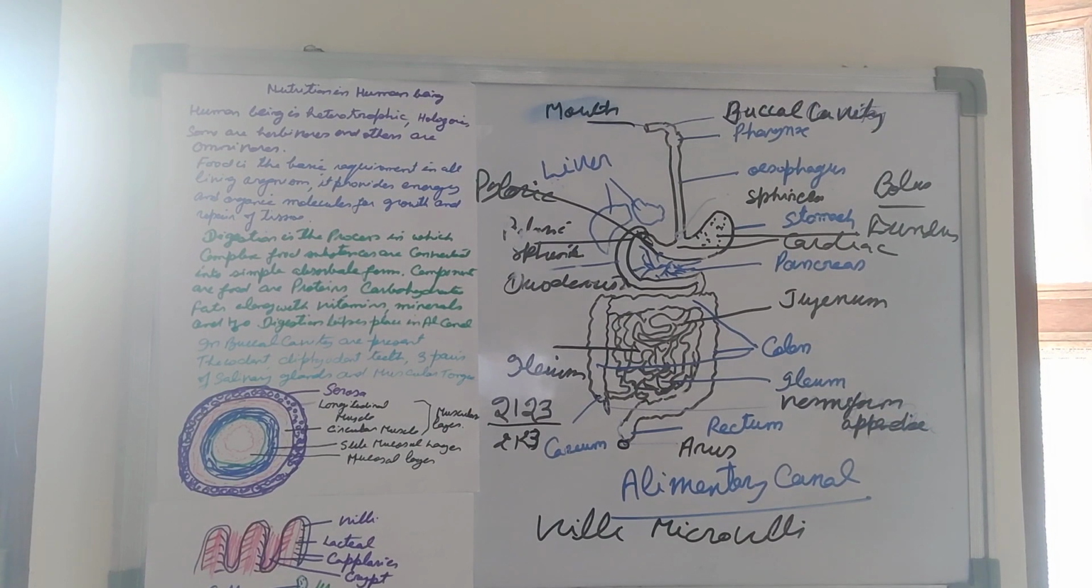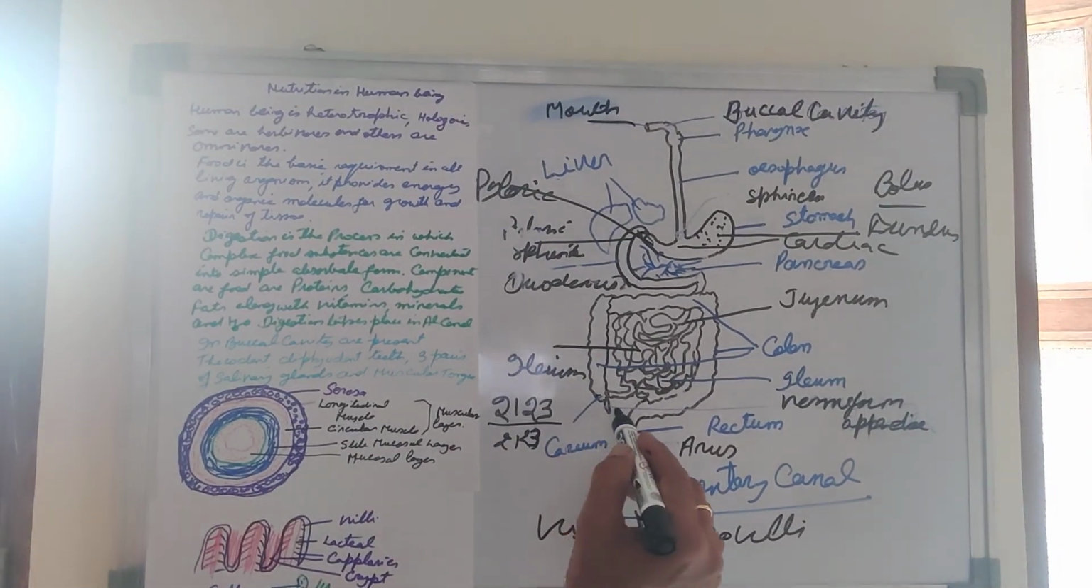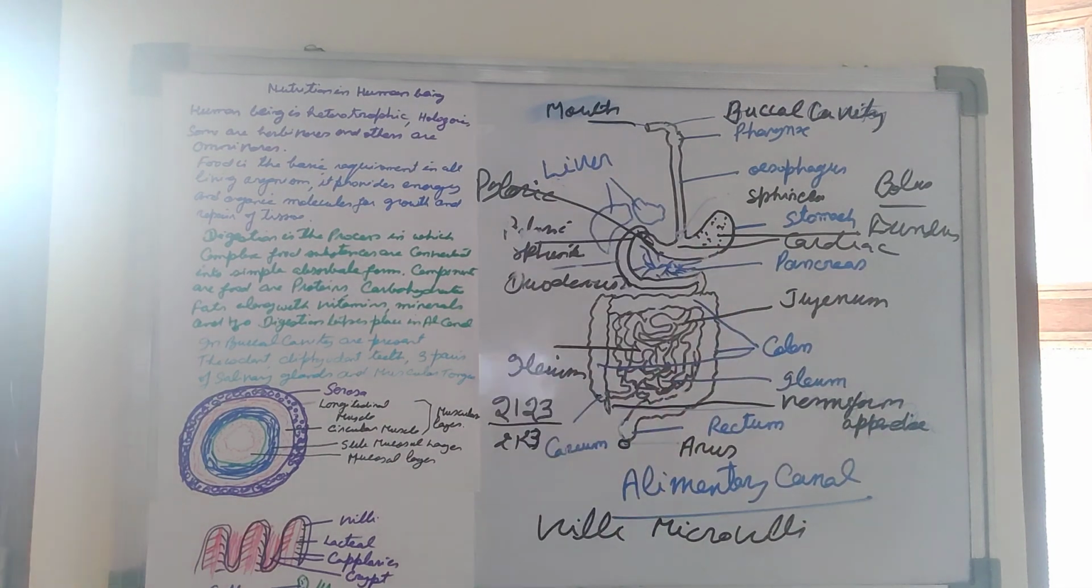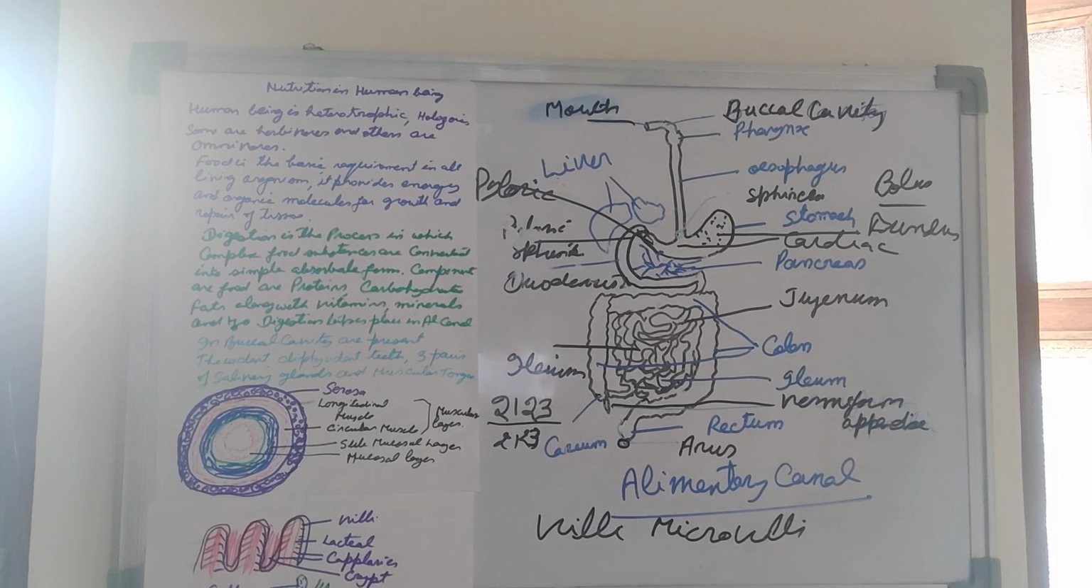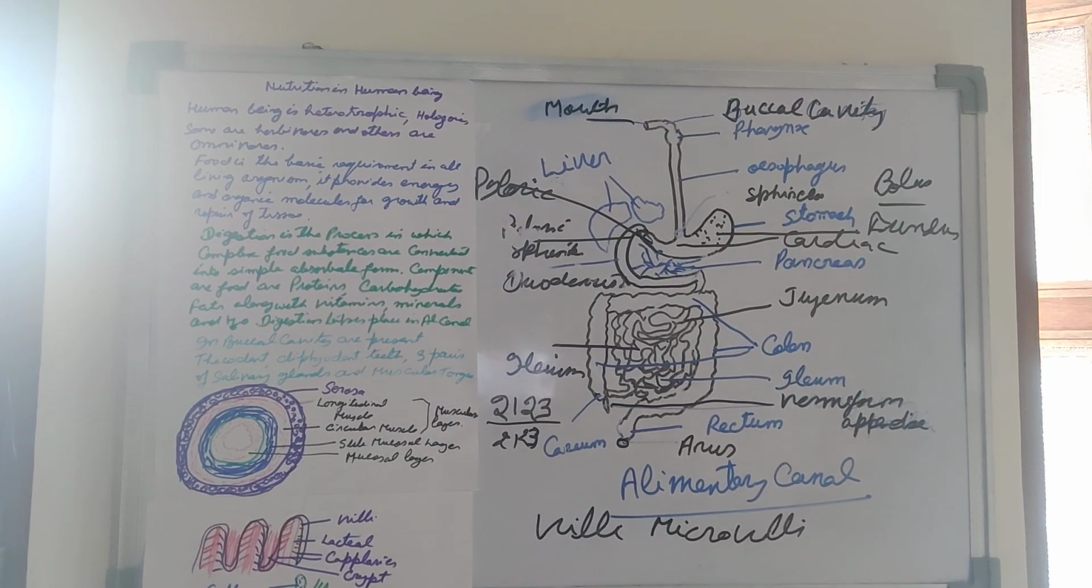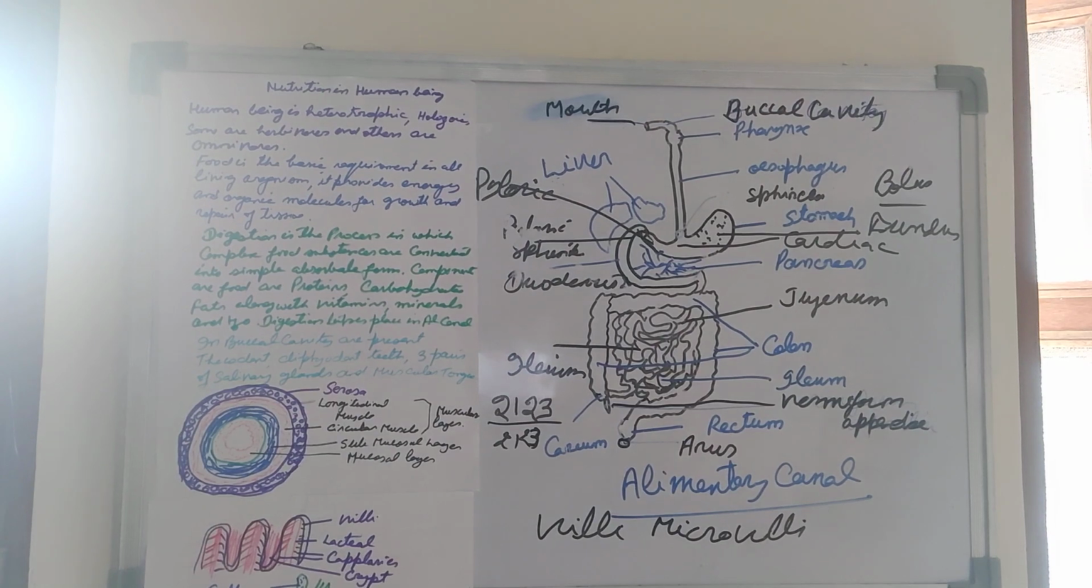Cecum is a blind sac-like structure. It has a small finger-like projection which is called the vermiform appendix. This is a vestigial organ. It does not take part in digestion. If it is enlarged, it becomes a disease. It becomes a problem for the human being because it interferes with the activity of the intestine. Then the cecum also contains symbiotic bacteria. Then cecum leads into the colon.